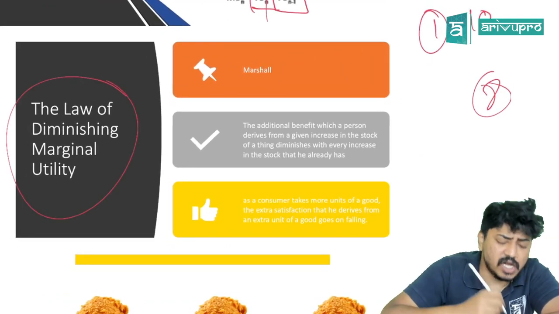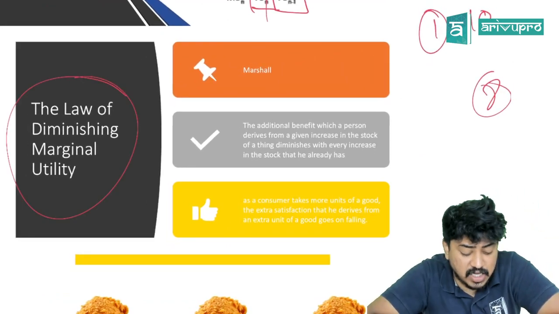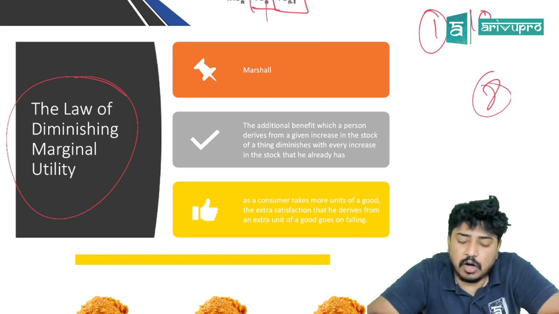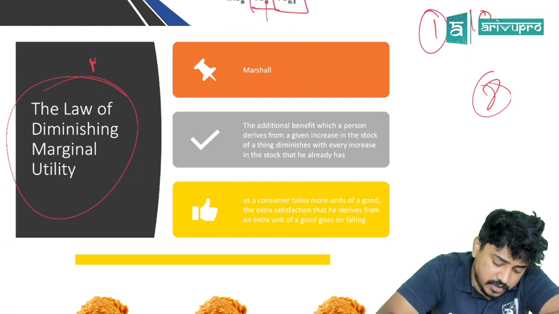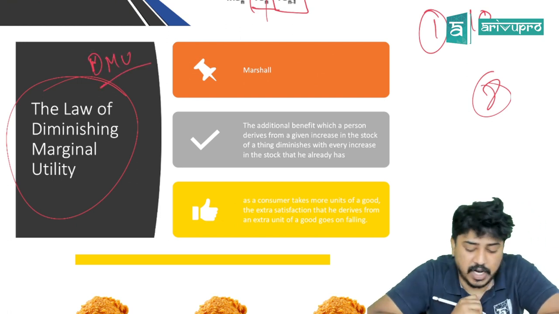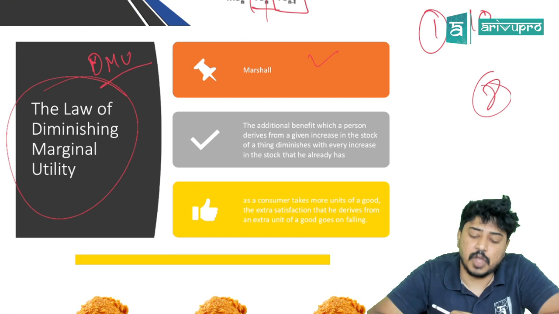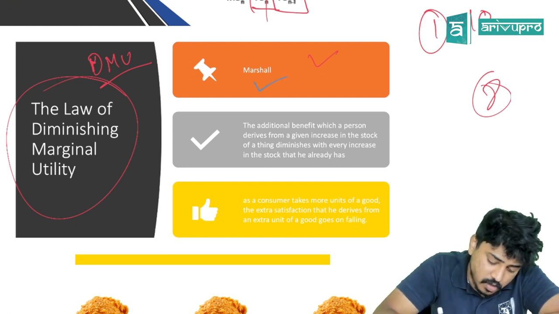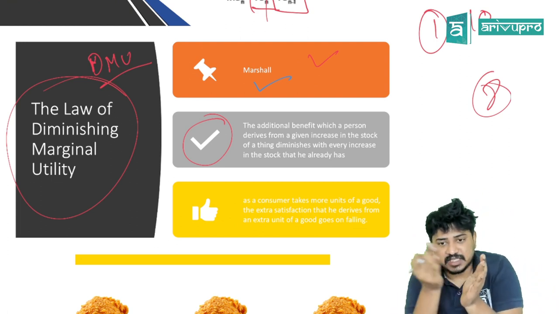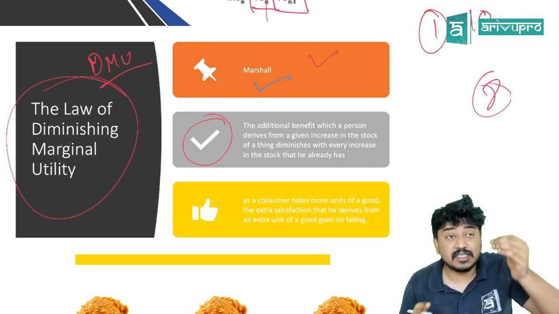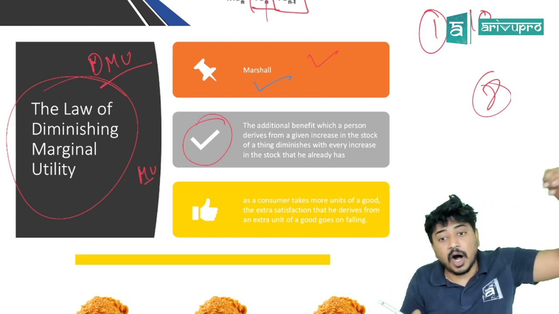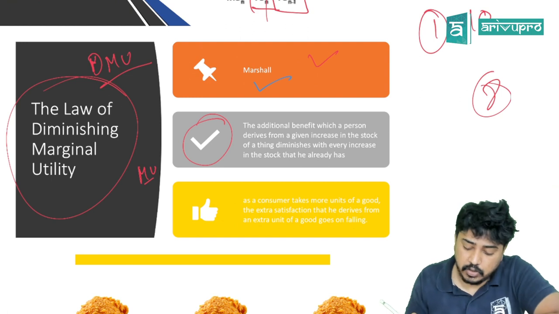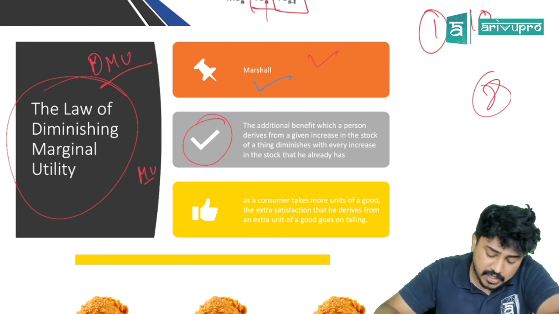Then we saw a law in this, the law of diminishing marginal utility, or we also call it the law of DMU, right? Who propounded it? Marshall. What did he say? He said, as you keep on consuming the same unit again and again, the extra satisfaction you get, that is the MU you get, will keep on declining, right? That is what he said.